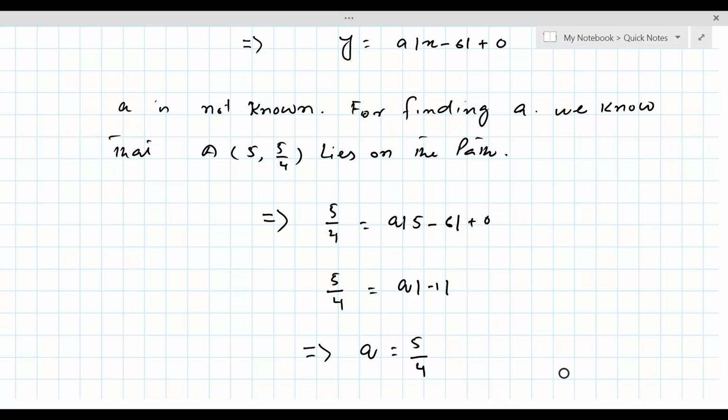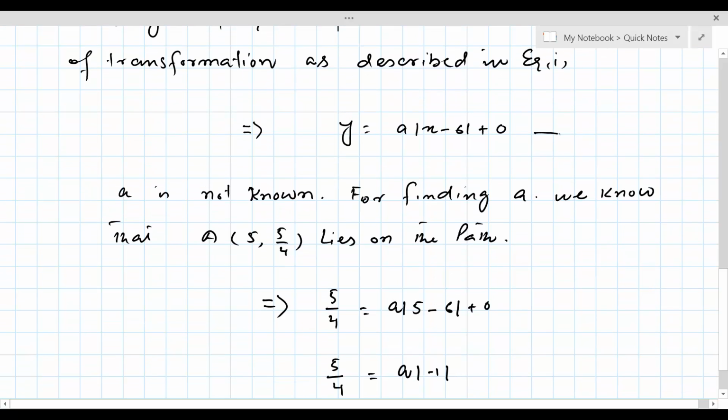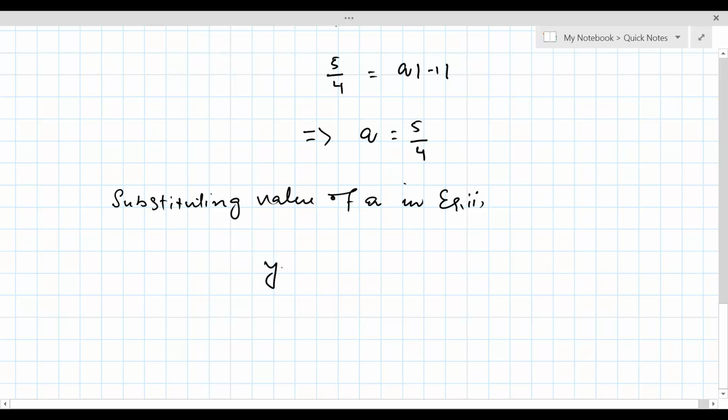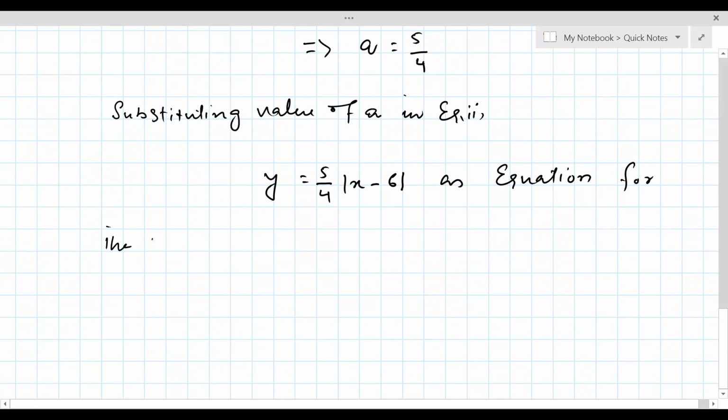So substituting this value of a back in equation number 2, we have y is equal to 5 by 4 into mod of x minus 6 as the equation for the path of the ball. So now this equation describes the path of the ball.